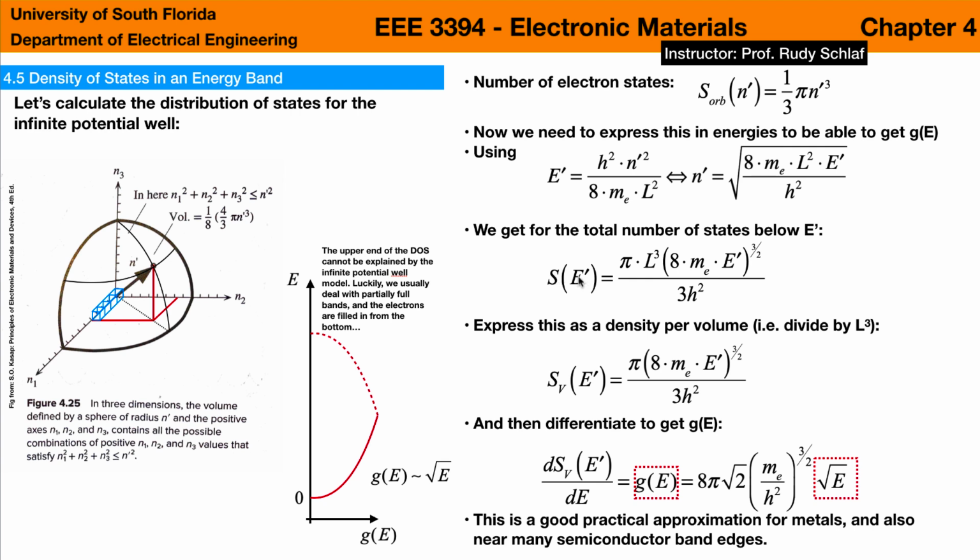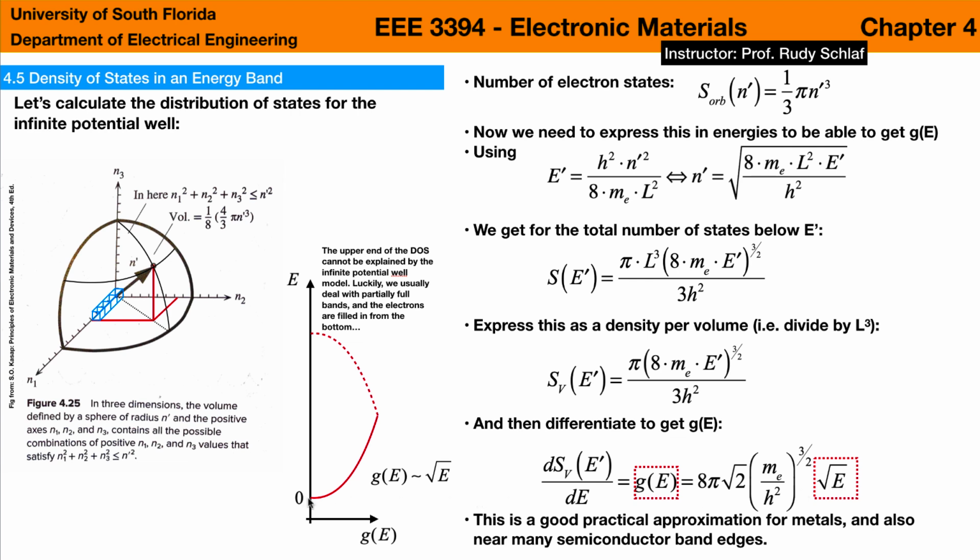But this is not a density yet, because we have the volume of the cube in here, so we need to divide this here by the volume of the cube, and we finally end up with this here as number of states per volume below energy E prime. The final step is to differentiate this expression in the energy, and that yields finally g of E, which is a constant multiplied with the square root of the energy.